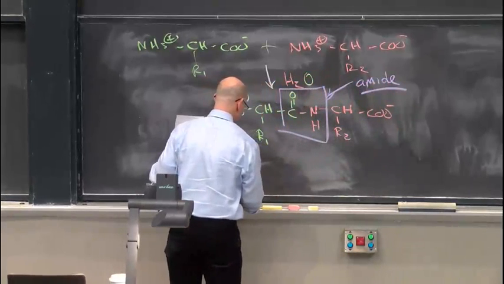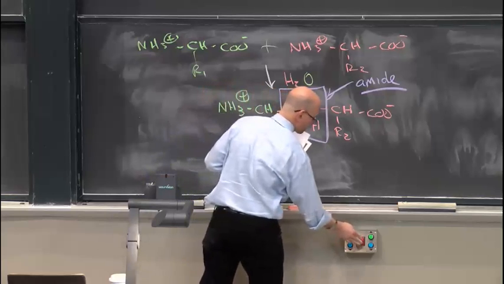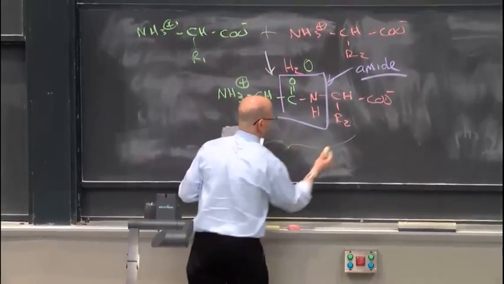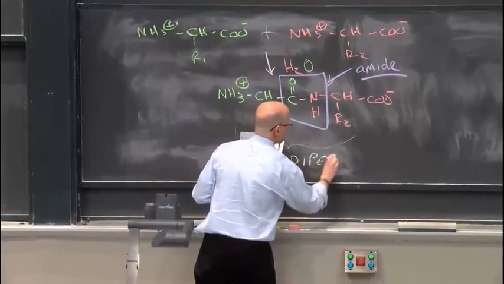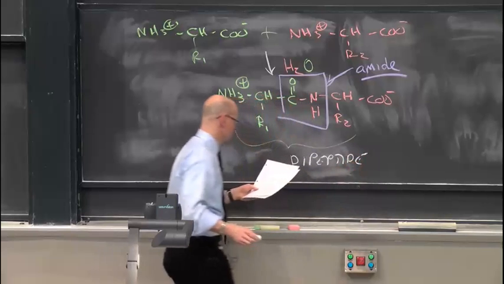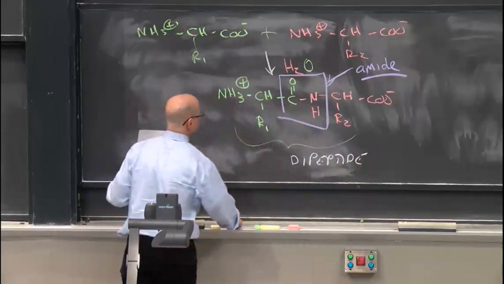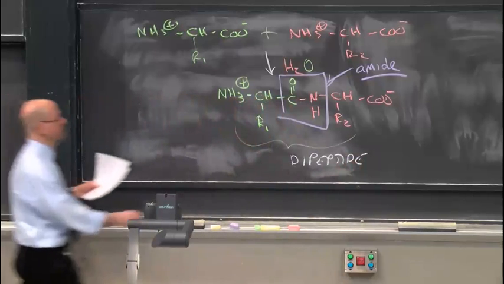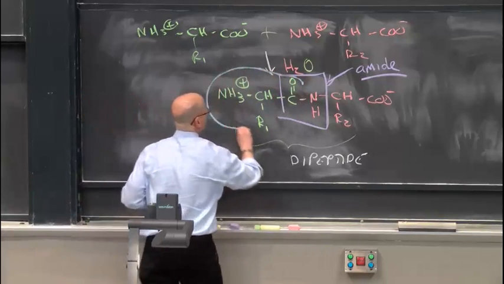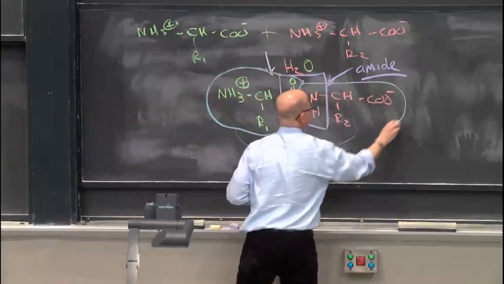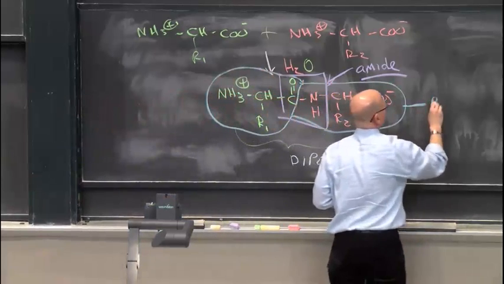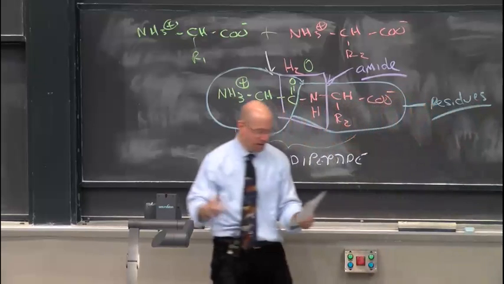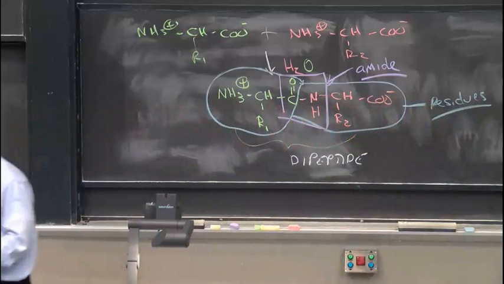Now, we will call this in general at this point a dipeptide, because it's linked by a peptide bond. Okay? And now we're going to give a new name to these things. We're not going to call this an amino acid anymore, but we're going to call this part and this part by new names. When they're linked together, we're going to call these residues, amino acid residues. It's what happens after the amino acid comes together to form the amide bond.